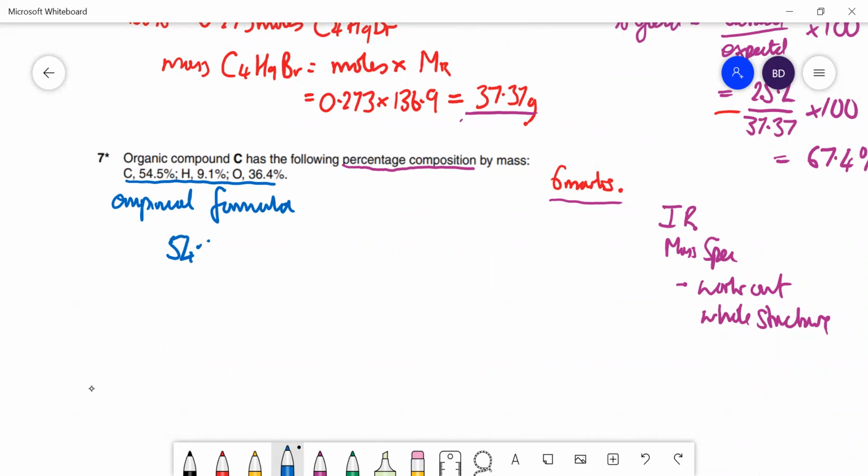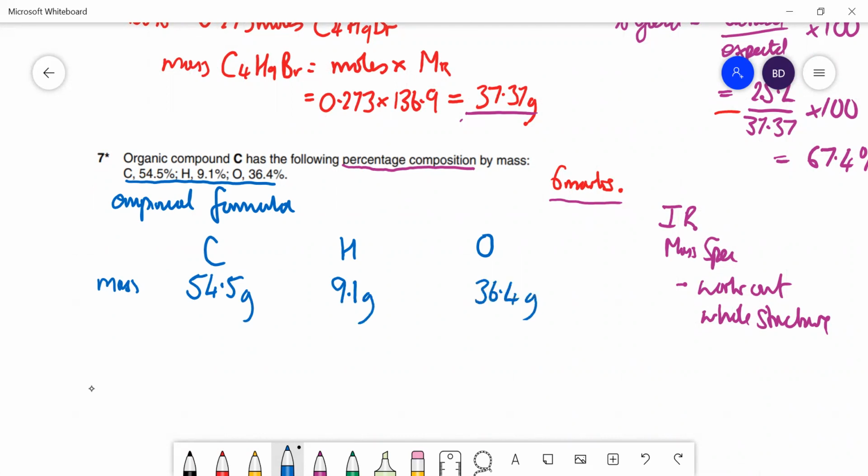Right, so I'll write it down like this. So we've got carbon, hydrogen, and oxygen. So the mass we're going to have in 100 grams is going to have 54.5 of carbon, 9.1 grams of hydrogen, and 36.4 grams of oxygen. Okay, so let's work out the moles, which is equal to mass divided by the relative atomic mass, AR. So that's going to be that divided by 12 for carbon, divided by 1 for hydrogen, divided by 16 for oxygen. Okay, so that gives us 4.54.